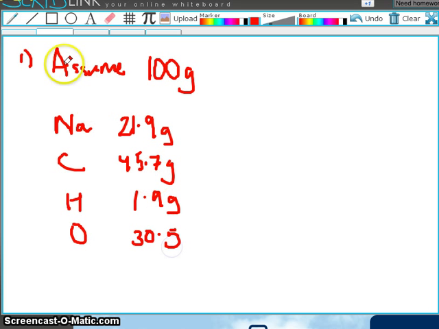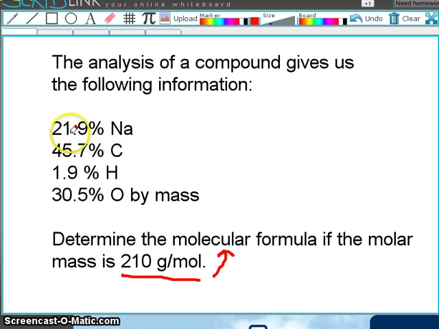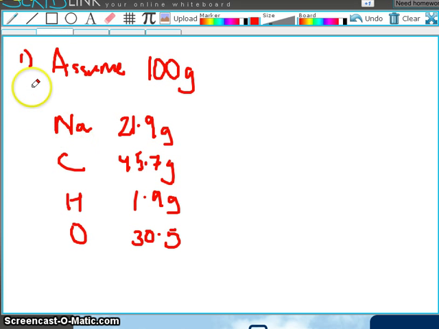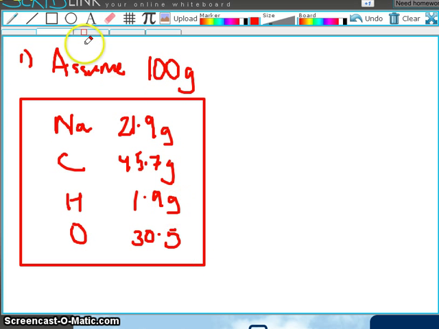And again, it's not magic. I'm just getting these numbers right off from here. This is all by mass, so I just said assume 100 grams from here. And this is where I got the numbers from. So this is where I get the information from. I've got a little table set up over here. Right? So that's what you have right now.